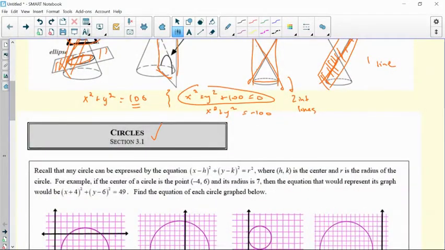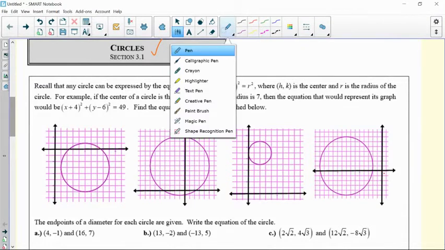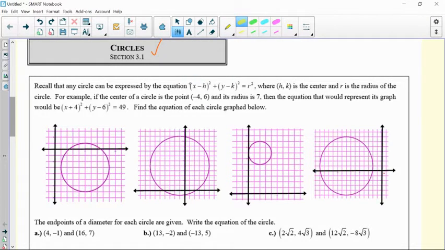Now, starting off with circles, there should be some things that look familiar in this section. One of them is our general equation of a circle, which is here. X minus h squared plus y minus k squared equals r squared.